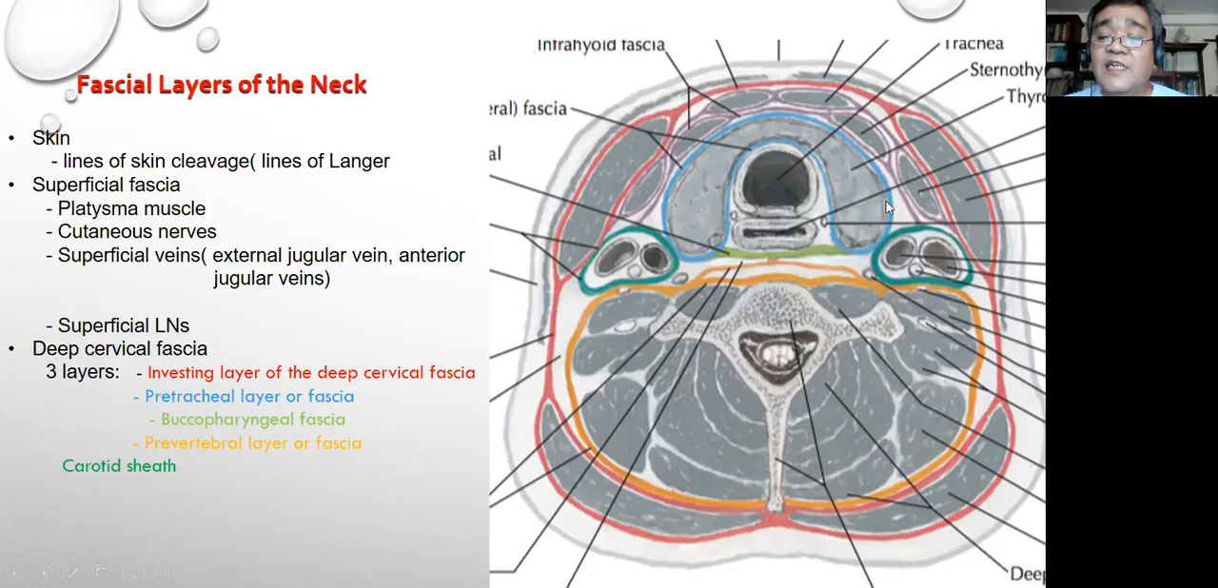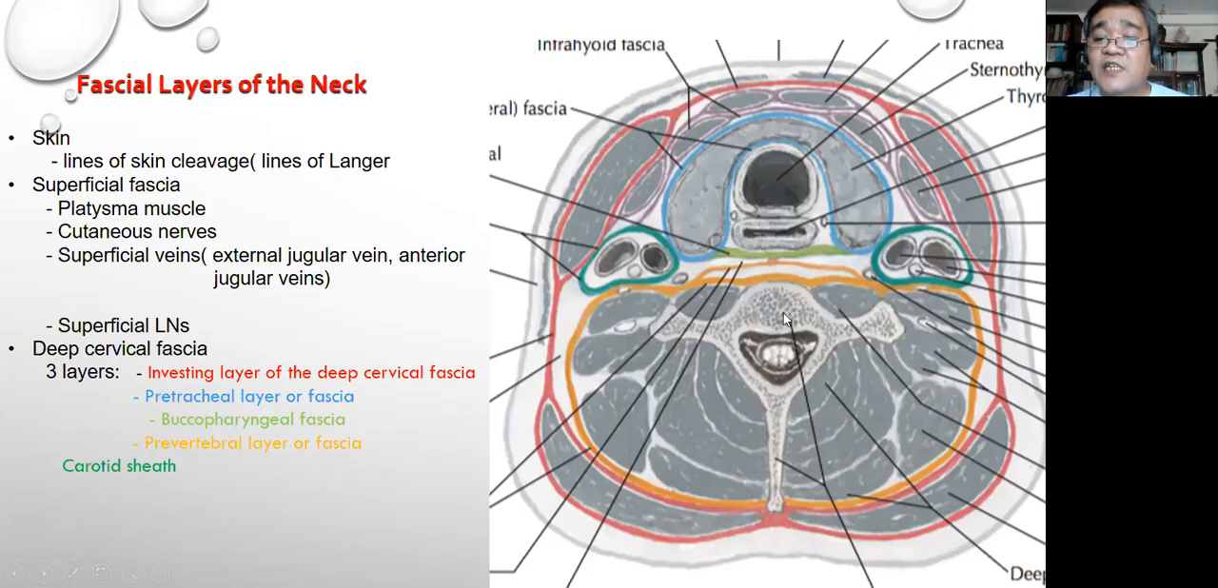Okay, the next layer is your pretracheal layer. This is the layer of fascia that surrounds your thyroid gland, as well as your trachea, as well as your esophagus. Aside from that, the pretracheal fascia also sends sheaths to enclose the strap muscles of the neck. This one. Okay. Now, this pretracheal fascia, okay, posteriorly becomes your buccopharyngeal fascia over here. Okay.